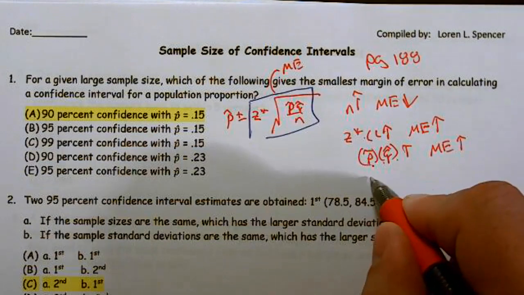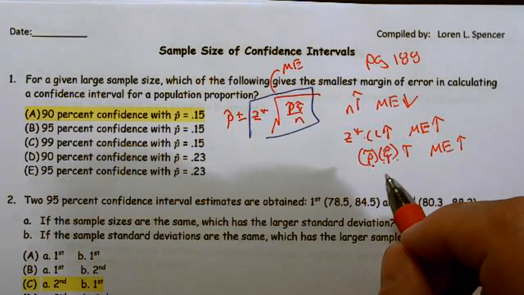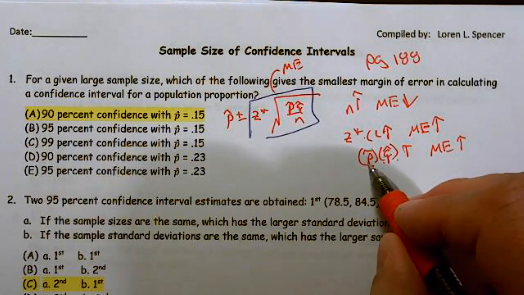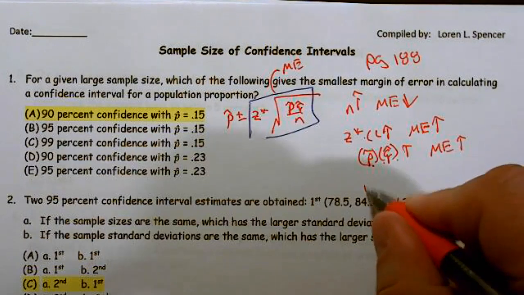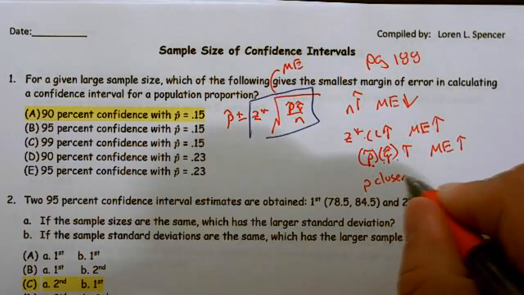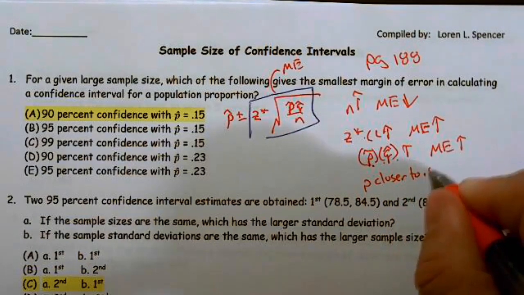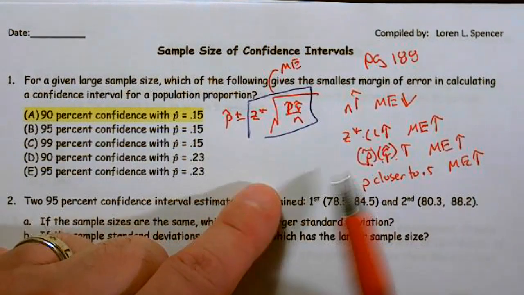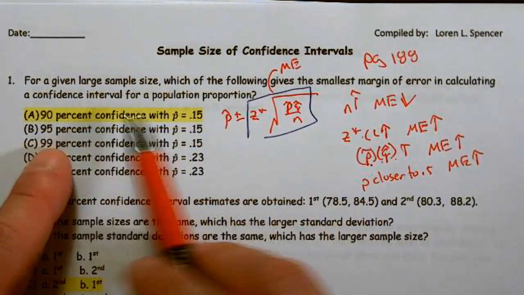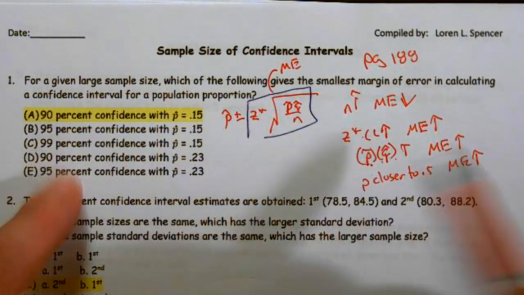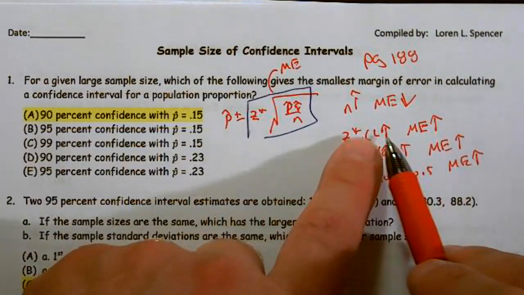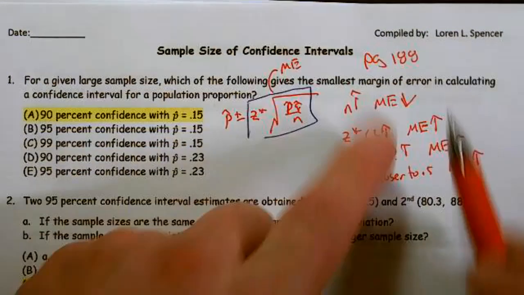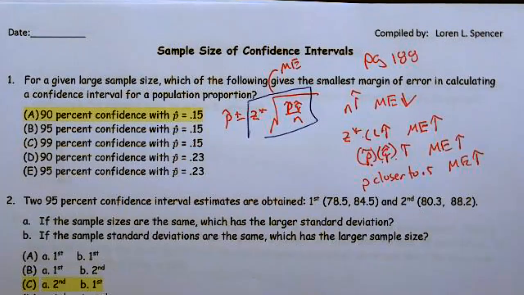Another way to say that is, as P hat gets closer to 0.5, our margin of error goes up. So P hat closer to 0.5, our margin of error also rises. So when I do this with confidence level, they say they want the smallest margin of error. Well, that means I'm going to need to go the opposite way, because as confidence level goes up, my margin of error goes up. So if I want to go down, I want a small confidence level.